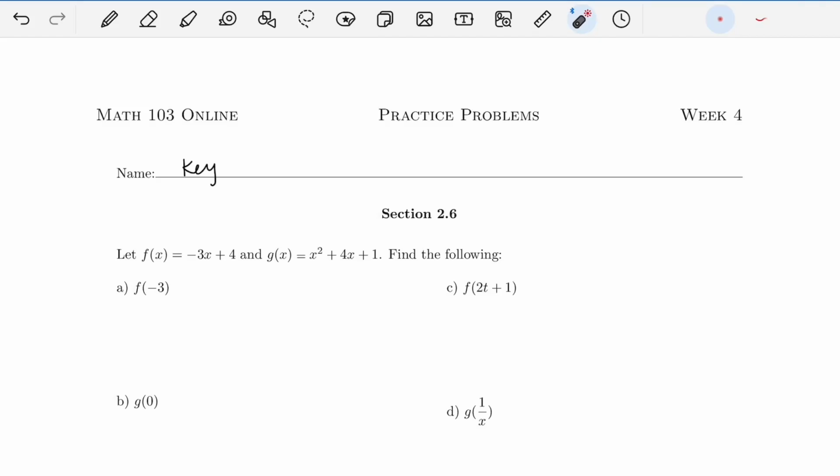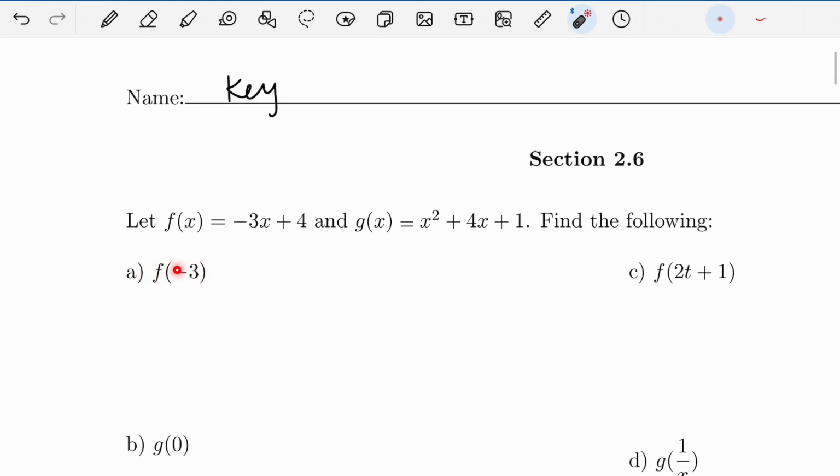In this video, we're going to go over some practice problems from the material covered this week. So we're starting with section 2.6 here. In 2.6, we're looking at function notation. And so we're given two functions, f of x and g of x here. So for part A, we want to evaluate f of -3.